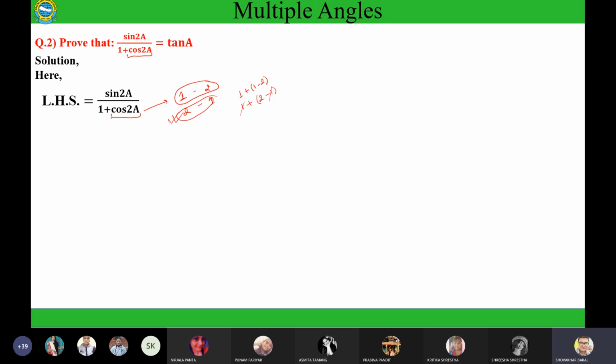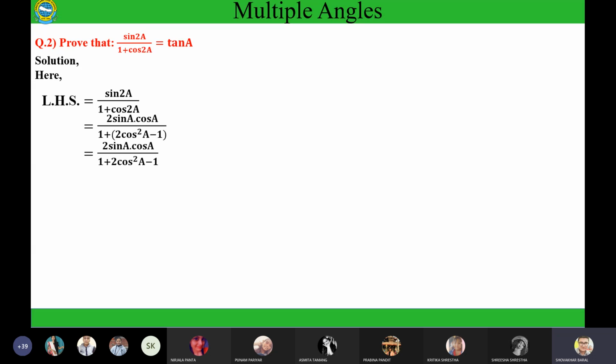Okay, so let's simplify it further. Let's use the formula 2 sin a cos a by 1 plus 2 cos square a minus 1. I used the 21 formula here because this 1 and minus 1 will be cancelled. Further it will be 2 sin a cos a upon 1 plus 2 cos square a minus 1. Now this minus 1 and plus 1 will be cancelled. And further it will be 2 sin a cos a upon 2 cos square a.